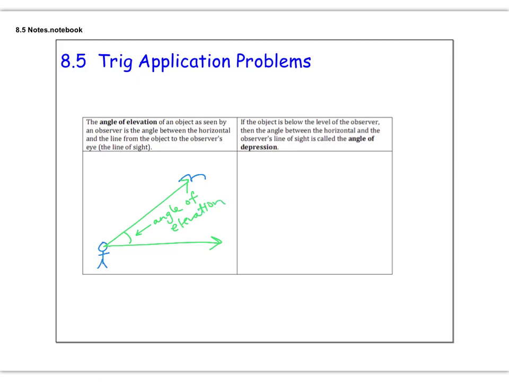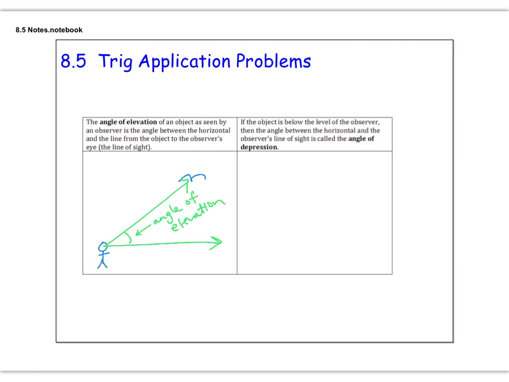I'll read the definition. It says, the angle of elevation of an object as seen by an observer is the angle between the horizontal and the line from the object to the observer's eye, or the line of sight. So it's basically from your horizontal up to the thing that you're looking at.